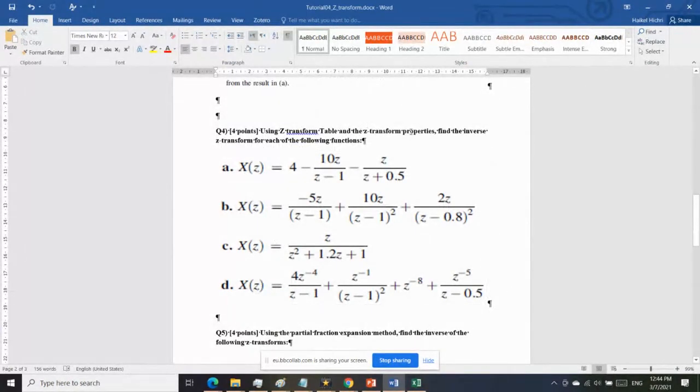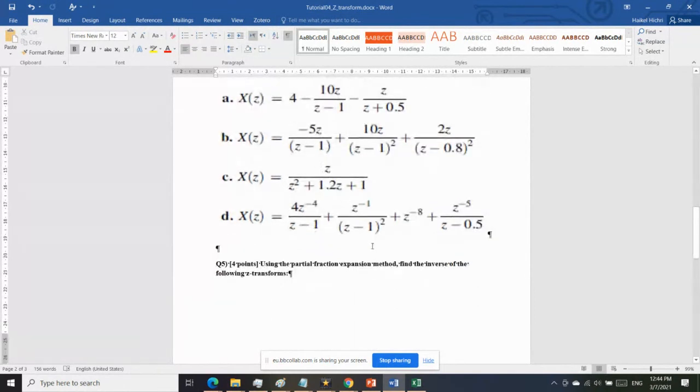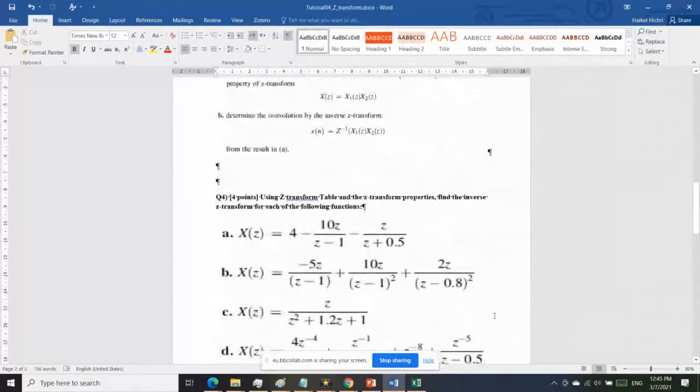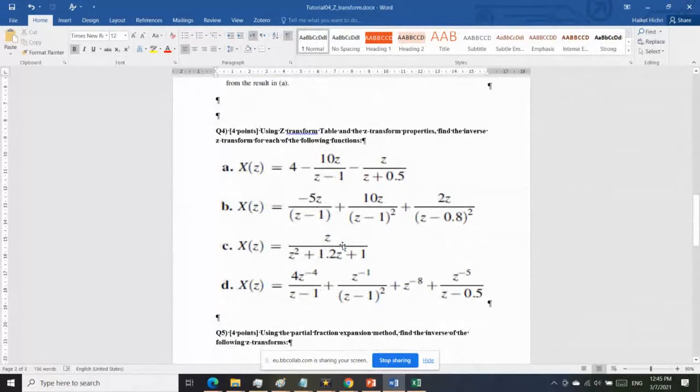Using the Z transform table and the Z transform properties, find the inverse Z transform of these. Of course here in the first one you have to use the partial fractions method. For example, all of them are partial. This one is easy because each part of it is basically in the table.